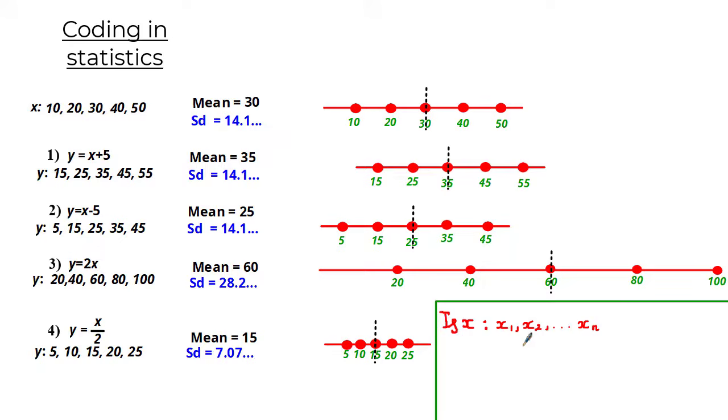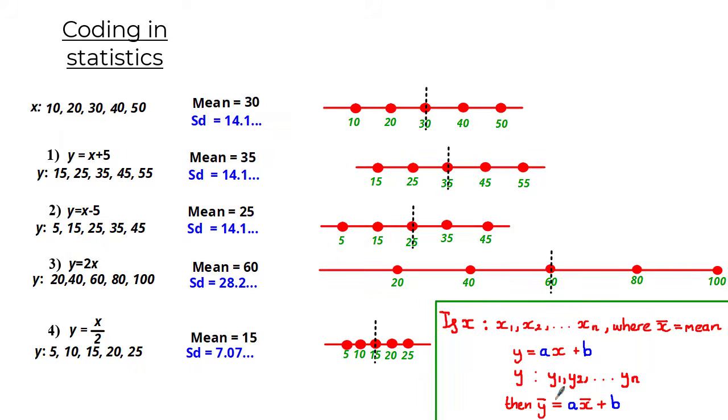Okay, so generalizing, if we have a set of x values from x sub 1 to x sub n, where x bar is equal to the mean of this data set, then using a type of coding, y is equal to a x plus b, where a and b are constants, we can generate a new set of coded data from y sub 1 to y sub n. And if we can do this, then the mean of this coded data, which we can call y bar, would be equal to a times x bar, the mean of the original data, plus b, showing that the mean is affected by the operations of multiplying by a and adding b in the coding equation.